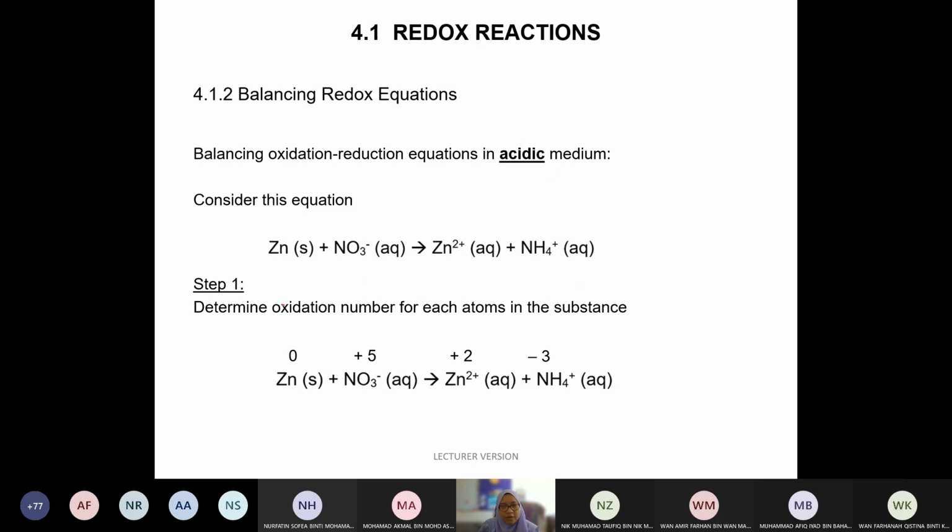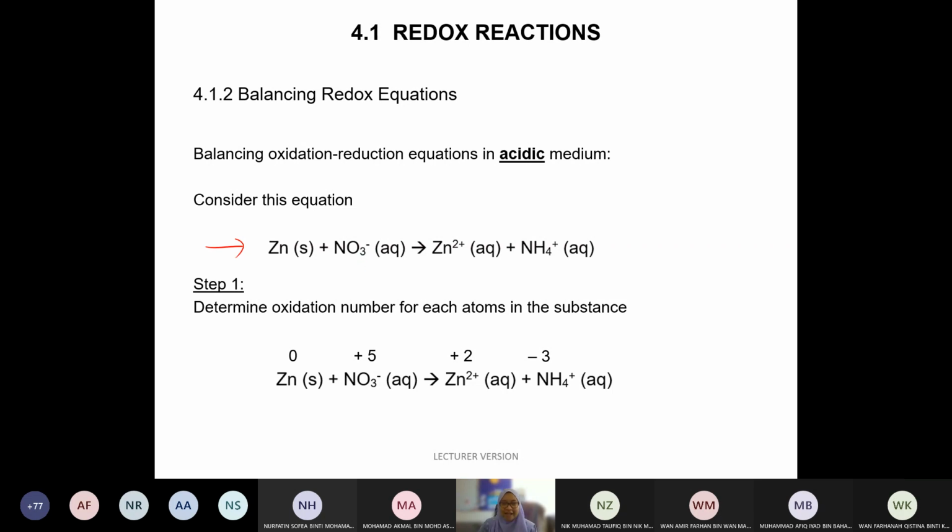So the first step, when you have this equation, is to separate it into oxidation and reduction. How do you separate this into oxidation and reduction? You have to determine the oxidation state. Luckily there are only oxidation and reduction; if there were another stage, it would be a bit troublesome. Once you have determined this, say zinc undergoes oxidation, automatically the other species will undergo reduction.